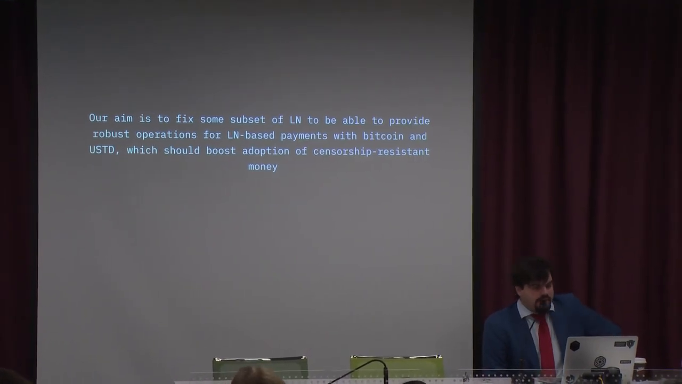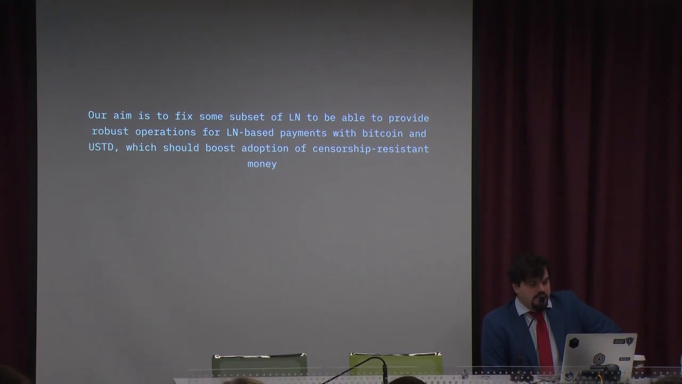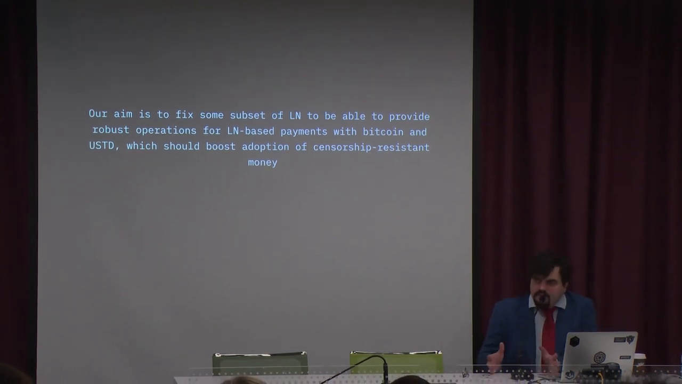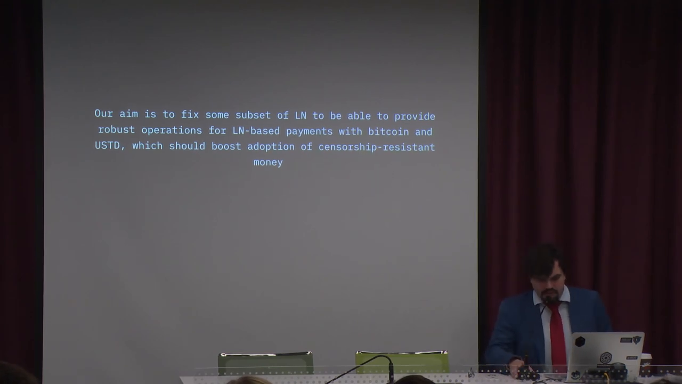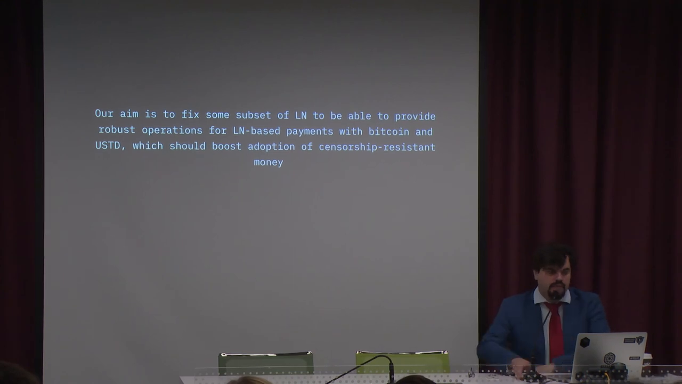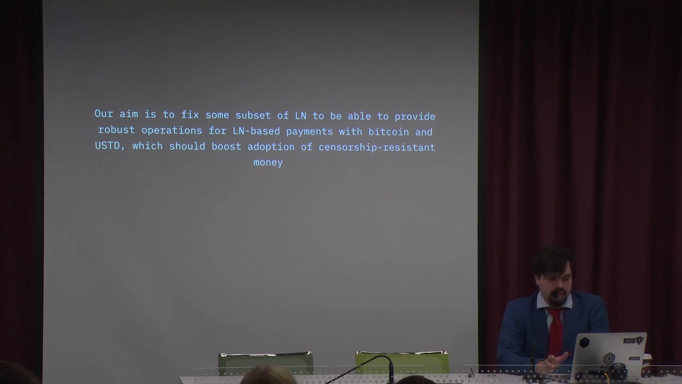Our aim is to fix this. How will we address that? We have described all these problems with the Lightning network, and how we can move forward despite all those problems. The plan is to fix some subset of the Lightning Network to be able to provide robust operation for payments with Bitcoin and USDT and other RGB-based assets, which should boost adoption of censorship-resistant money.